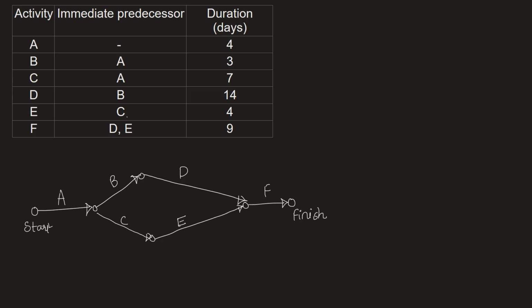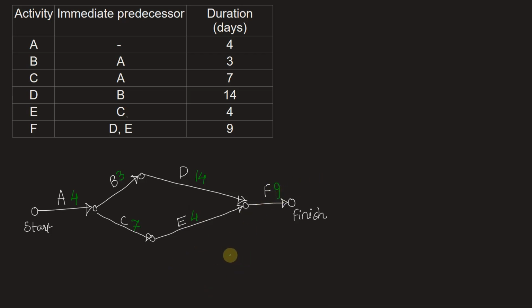Let's write the durations that are given beside the activities. So A has duration 4, B has a duration of 3 days, C has a duration of 7 days, D of 14 days, E of 4 days, and F has a duration of 9 days.